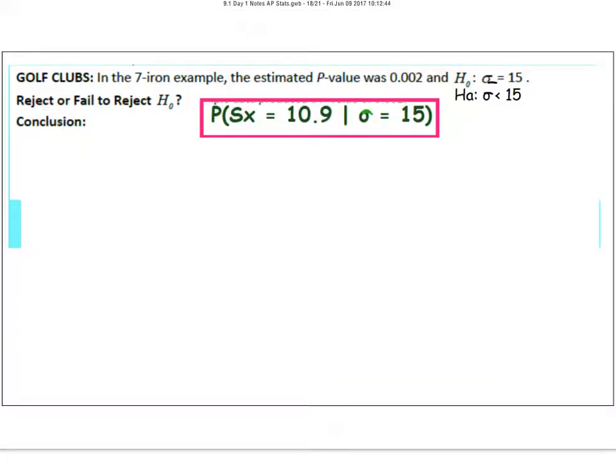So let's look at our golfing example. Remember, this was our hypothesis for our golfing example. We think the standard deviation is less than 15. The p-value that came back is right here at 0.002.